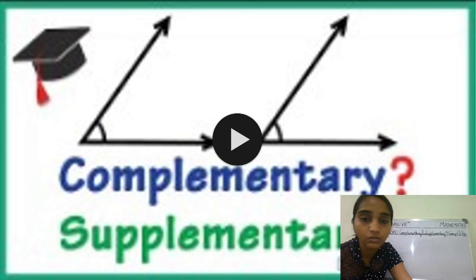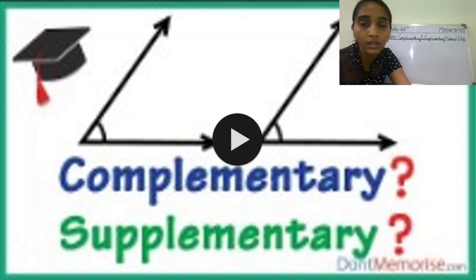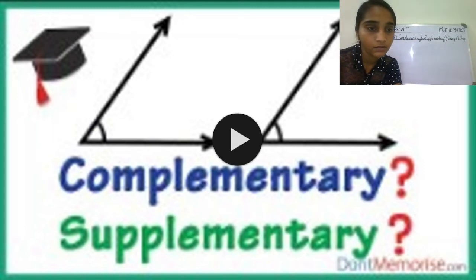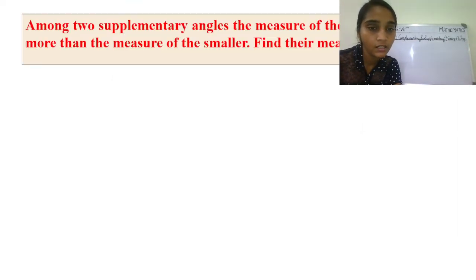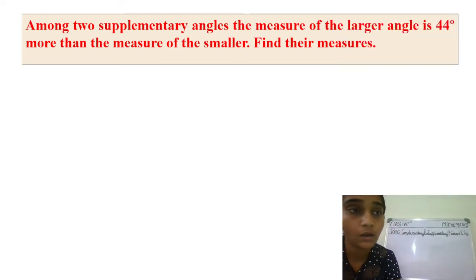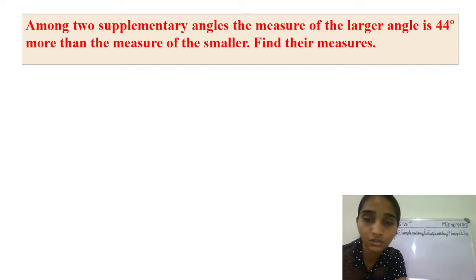Very good. So to check whether these two angles are supplementary or not, we have to check that the sum of the two angles is equal to 180 degrees. Now students, let's proceed ahead. Read out this statement given to us, because we are now going to discuss the application of complementary and supplementary angles.